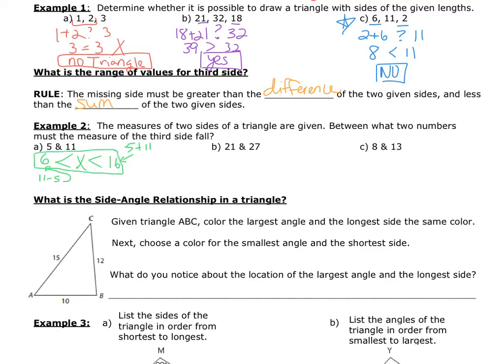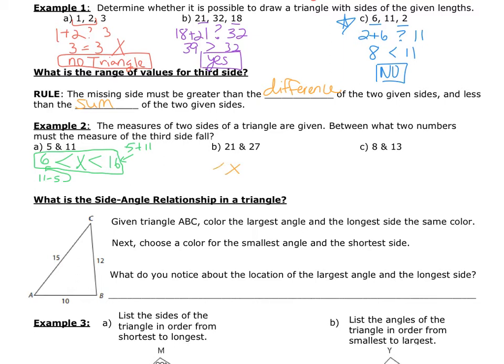Now notice it's not equal to. If we had a third side of our triangle that was 6 itself, that would not work because it would not make a triangle. It needs to be bigger than 6. So 6.1 would work, and that means if we add the two smaller sides together, it would be greater than the 11. All right, for letter B, we're going to do the same thing.